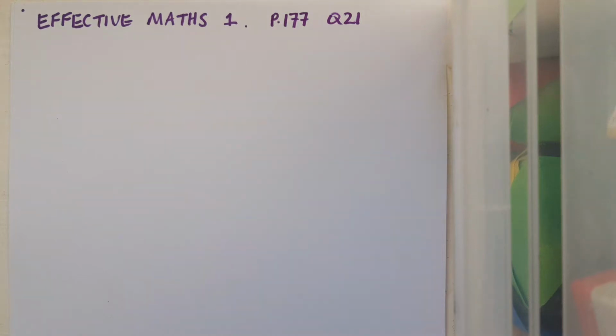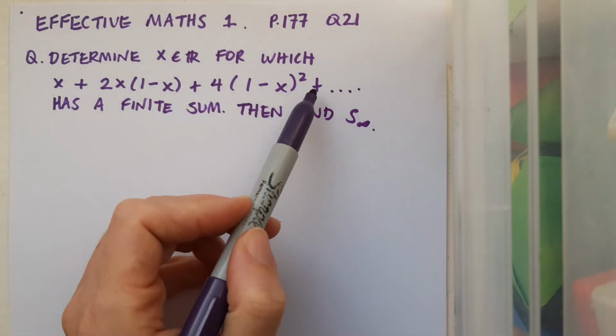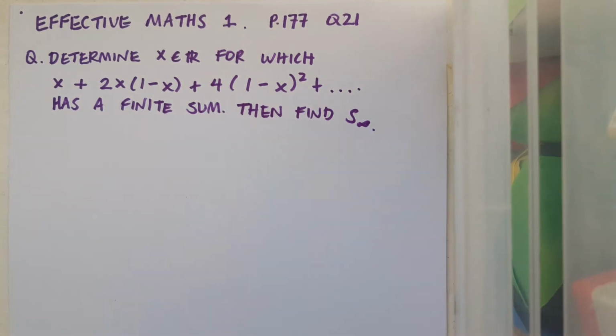This video is the solution for the question in Effective Maths 1 on page 177, question 21. There's two parts in this question. First of all, we want to find x for which this series has a finite sum, so where it's possible to find the sum to infinity. And then I want to actually go on and find the sum to infinity.